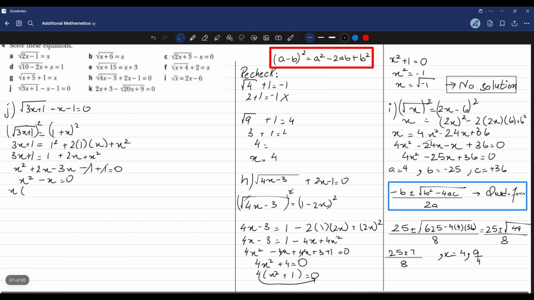We take x as common: x(x − 1) = 0. We have two values for x. x is either equal to 0 or x is equal to positive 1. And we are going to simplify this: x equals 0, x equals positive 1. And recheck these values.